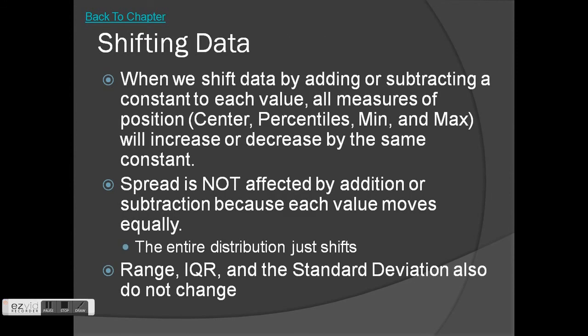When we shift data by adding or subtracting a constant to each value, all measures of position, center, percentiles, min, and max will increase or decrease by the same constant. Spread is not affected by addition or subtraction because each value moves equally. The entire distribution just shifts. Range, interquartile range, and standard deviation do not change.